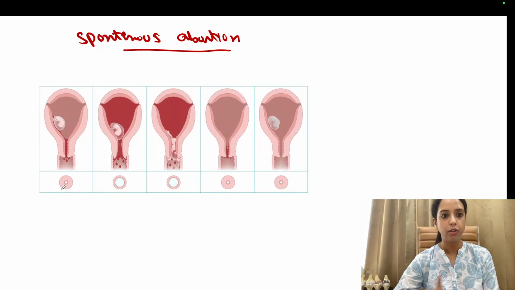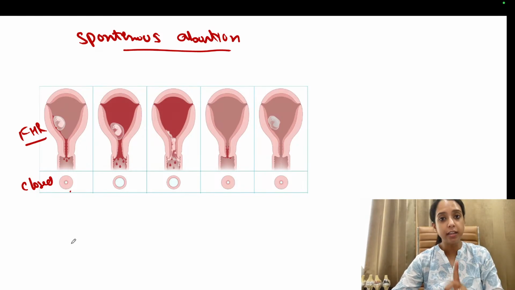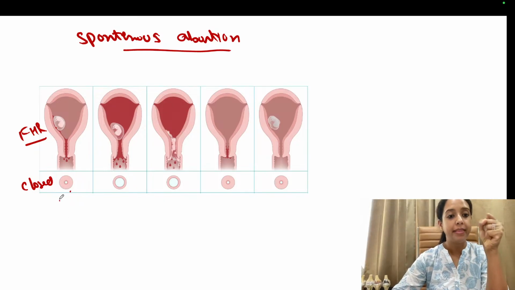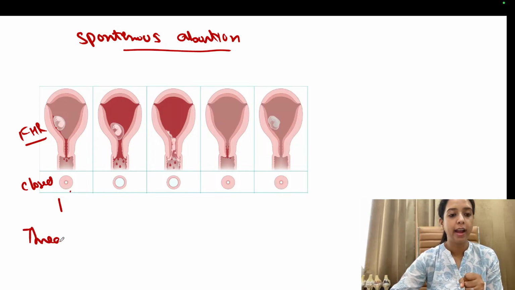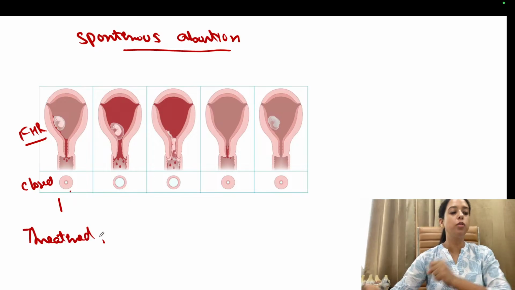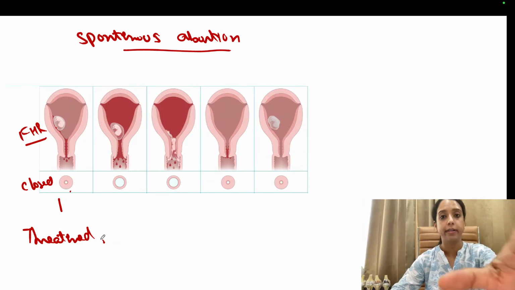If a question gives you a patient with bleeding, can you see the os? The os is closed, and if I do an ultrasound, can you see it's a beautiful baby lying inside? So the fetal heart is present, the baby is healthy, the patient is bleeding, but the os is closed. This is threatened abortion. Abortion has not happened yet, but the uterus is threatening you that it might abort.